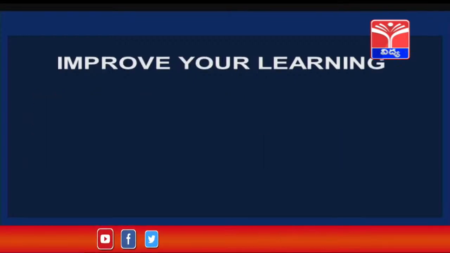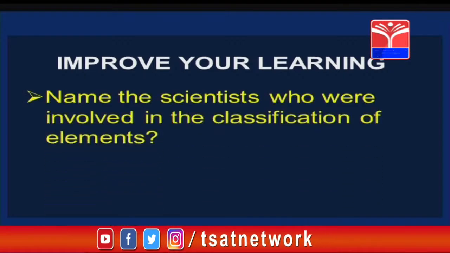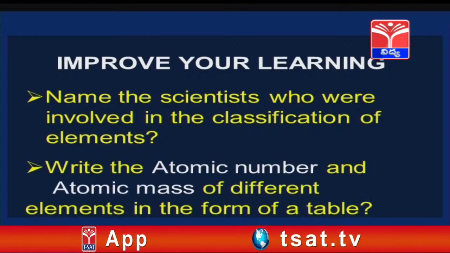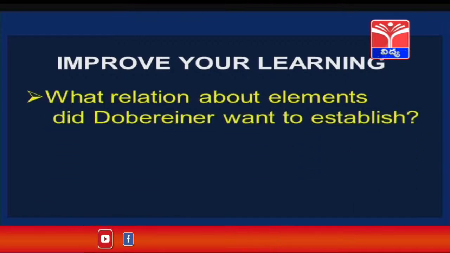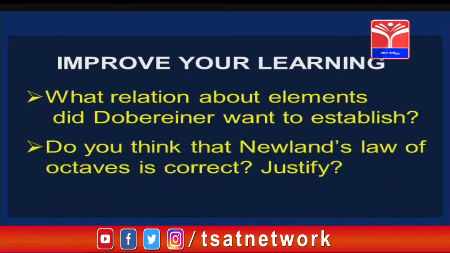Now, children, let us take small homework. Name the scientists who were involved in the classification of elements. Write the atomic number and atomic mass of different elements in the form of a table column. What relation about elements did Döbereiner want to establish? Do you think that Newland's law of octaves is correct? Justify.